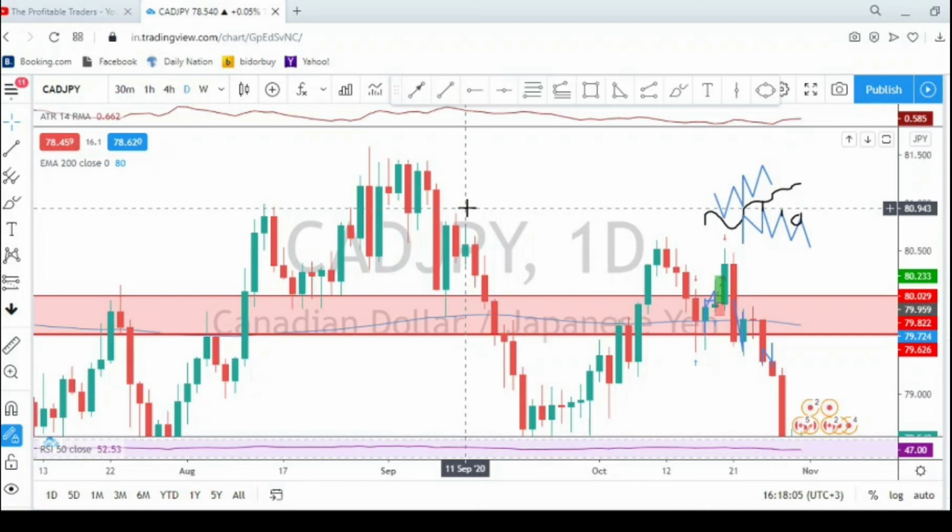But if you are someone that likes using indicators, then just take this 200 EMA strategy, go and backtest it, and see whether it will be profitable to you on different pairs.